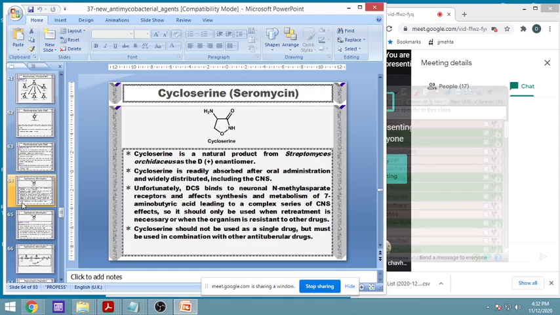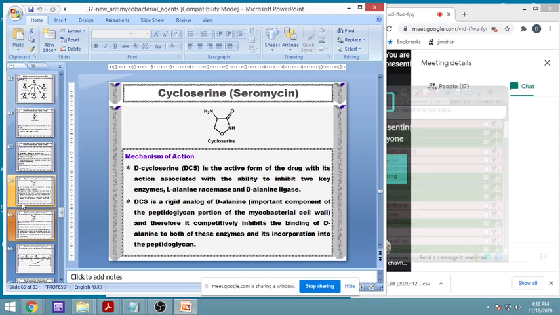So it should be used only when retreatment is necessary, or when the organism is resistant to other drugs. It should not be used as a single drug, but must be used in combination with anti-tubercular drugs. Its action is associated with the ability to inhibit two key enzymes, that is L-alanine racemase and D-alanine ligase. These two enzymes it will be inhibiting.